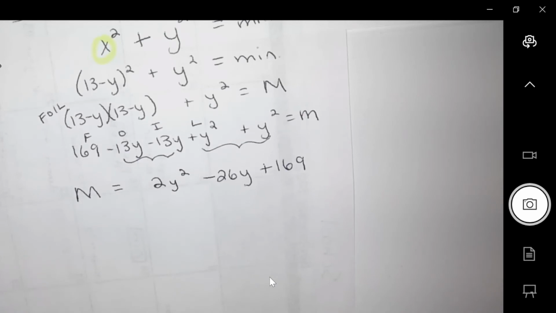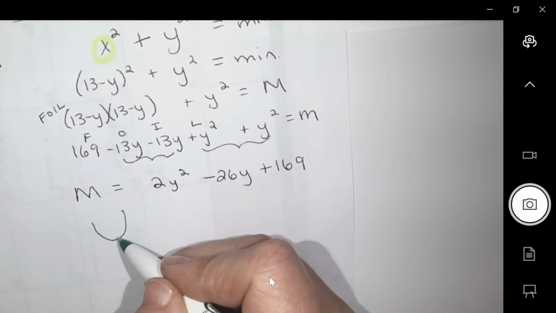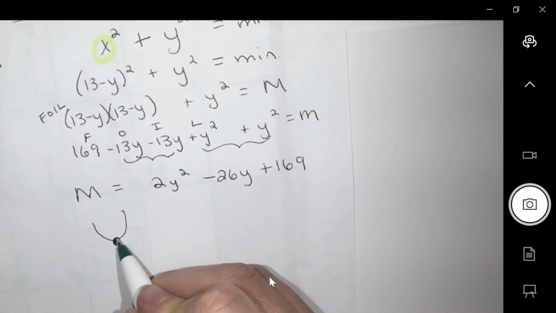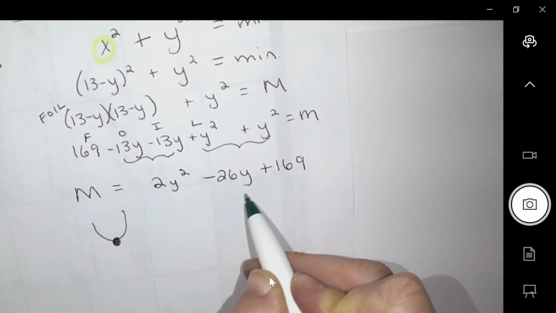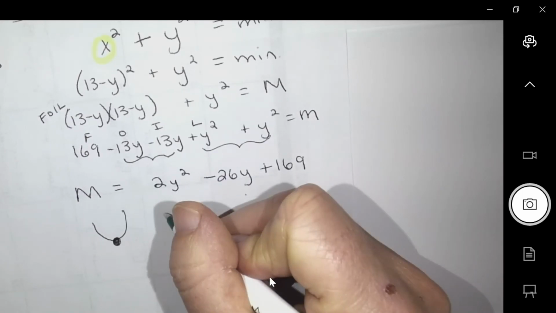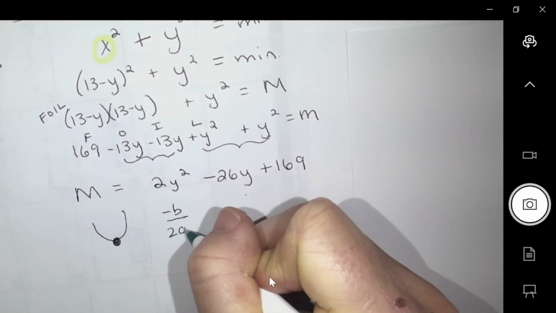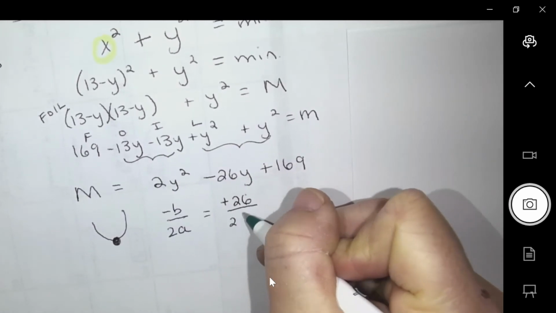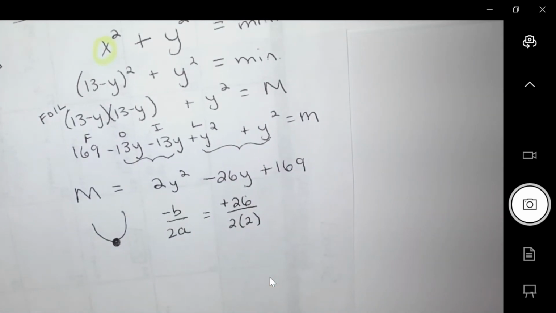Okay, I'm trying to find a minimum, which is which kind of point on a graph? A minimum is a vertex. How do you find a vertex? Like this. Opposite of B over 2A. So plus 26 over 2 times A.